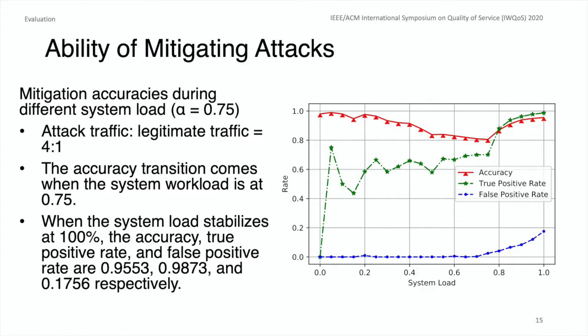From the figure, we can clearly see when the system load is under the transition parameter, the false positive is almost equal to 0. Although the agent didn't successfully mitigate many true positives, the server still has enough redundancy. The goal of the agent now is to minimize the collateral damage, even if it will sacrifice a little bit of true positive rates. When the system load is higher than 75%, the accuracy and the true positive rates increase significantly.